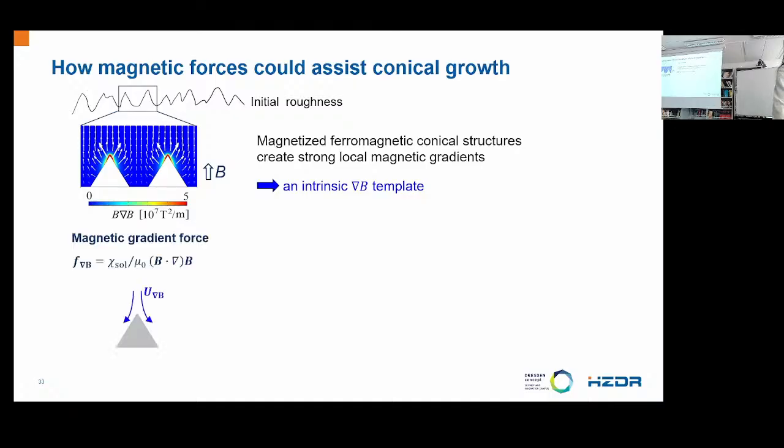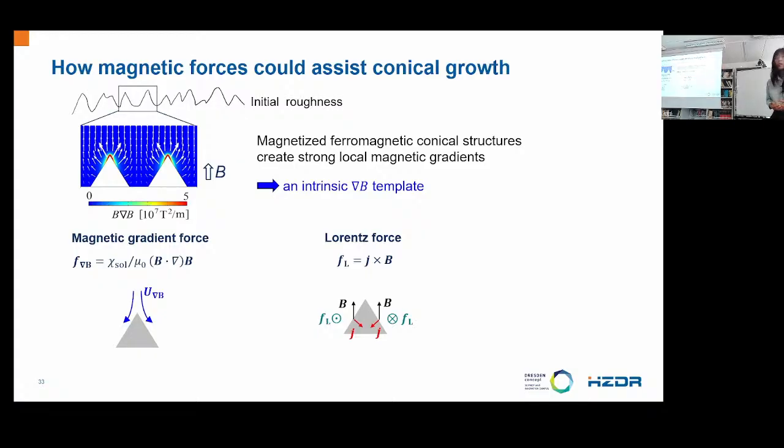So similar to previous works, we hope that here a magnetic gradient force will also come into play and bring the bulk electrolyte downwards towards the cathode surface, therefore enhance the mass transport of the metal ions toward the cone and support the cone growth. The difference to the earlier works is that here we don't need an external magnetic template. We don't need additional magnetized iron wires or small permanent magnets. The magnetization of this conical cathode itself could serve as the intrinsic magnetic gradient template.